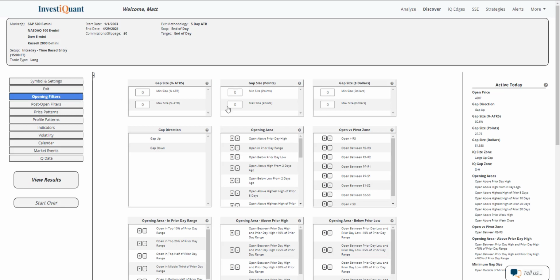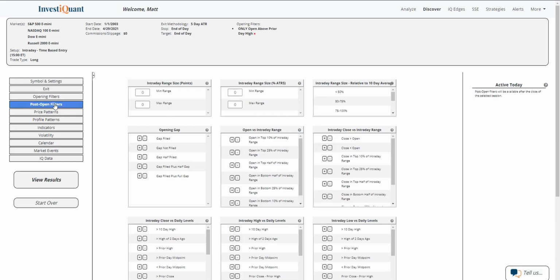Now to set up this pattern, we opened above yesterday's high. So I'm going to add that here from the opening area, open above prior day high, hit equals there. Next, I'm going to go into the post-open filters and add that our current daily low is less than the prior day low. So to do that, I'm going to go down to the bottom of the categories here, the intraday low versus daily low, and I'm going to hit equals next to less than prior low. So that means that the intraday low as of the time of entry, which I've got set to 3 p.m., is less than yesterday's daily low.